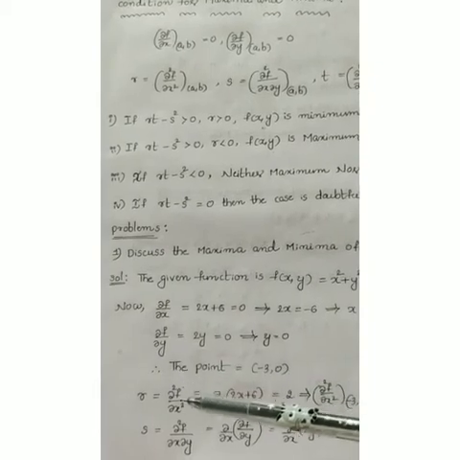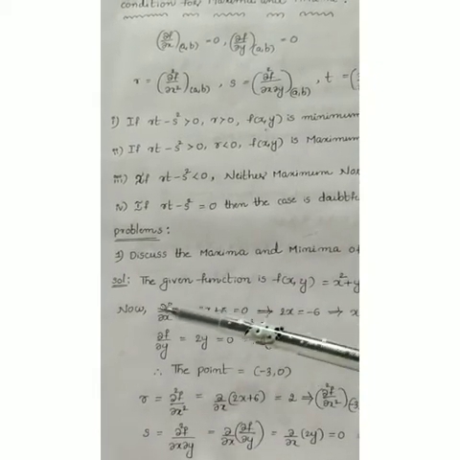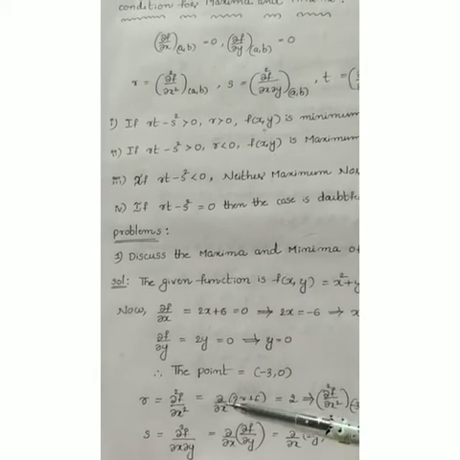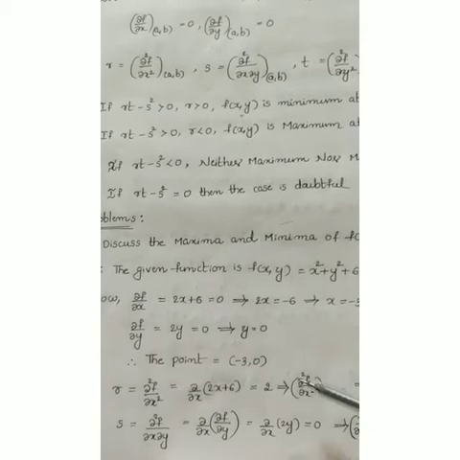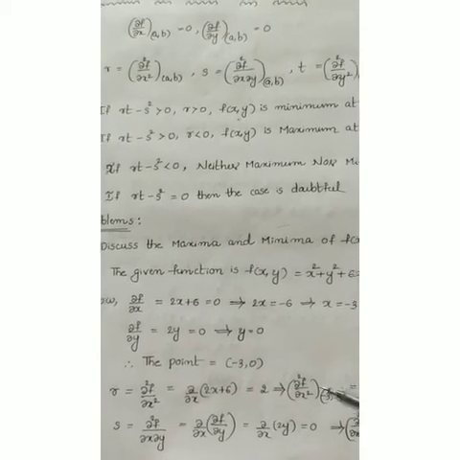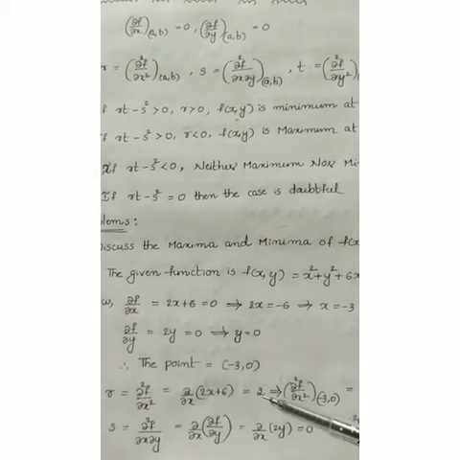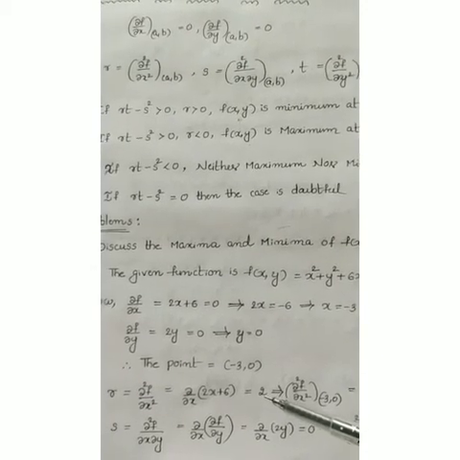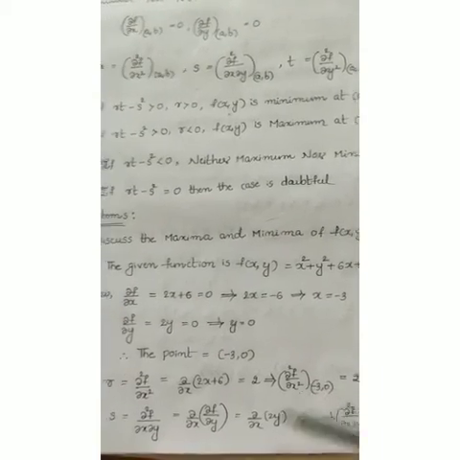Small r equals ∂²f/∂x². That is, we are differentiating ∂f/∂x again with respect to x, that is ∂/∂x of (2x + 6), which is 2. Now substituting the point, there is no x or y value here. So ∂²f/∂x² at (-3, 0) equals 2.